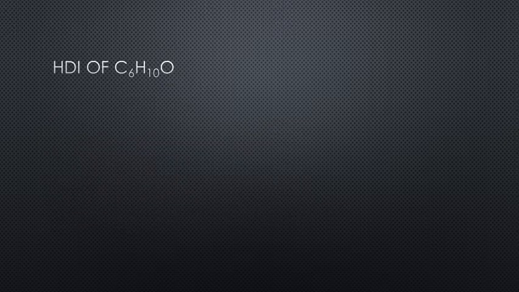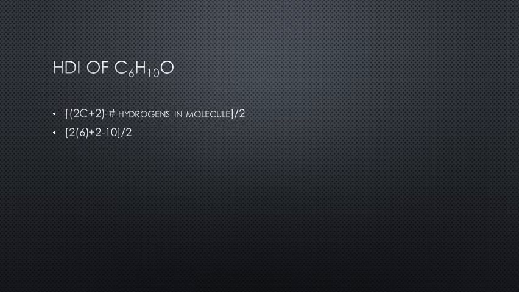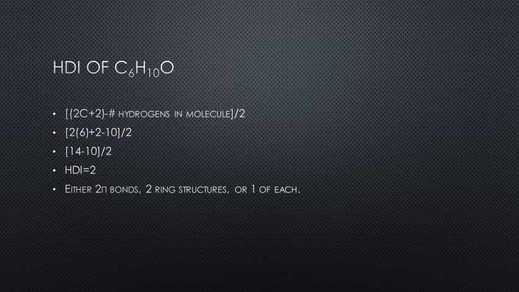So to start off with, we already have our formula, so we'll go ahead and move right on to the hydrogen deficiency index. And you remember the equation from before, 2C plus 2 minus the number of hydrogens in your molecule, divided by 2. So we just plug in the number of carbons, which was 6. When you do all that math, you'll end up with a hydrogen deficiency index of 2. And what this means is you either have 2 pi bonds, 2 ring structures, or one of each.